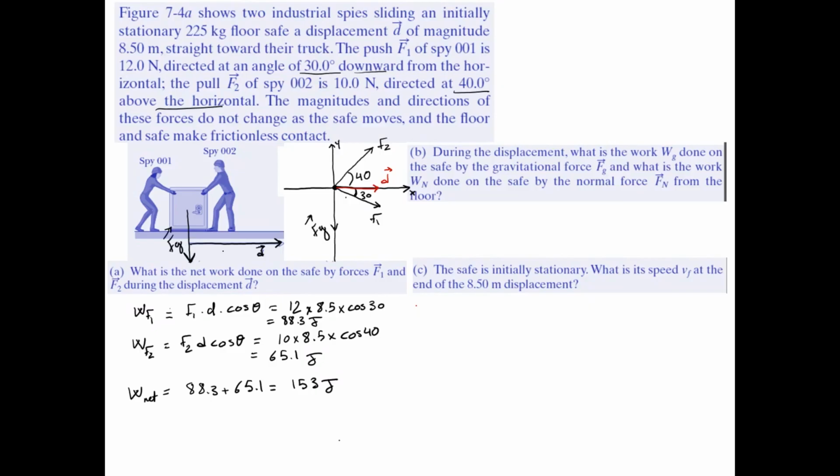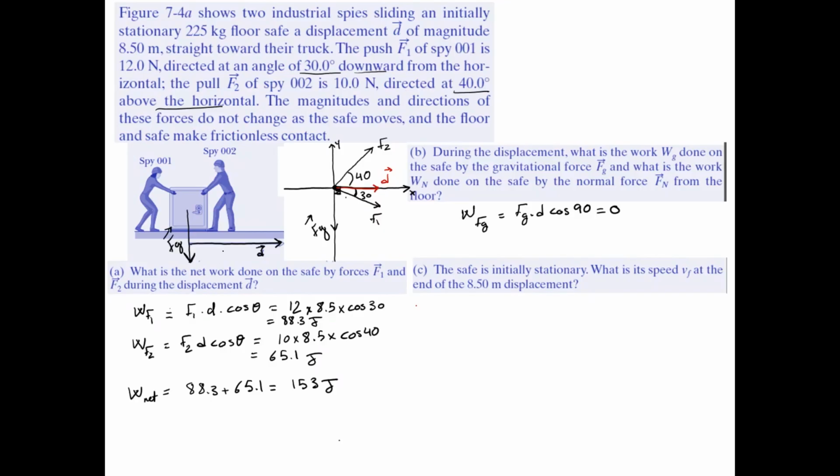Exactly. So the thing is, gravity here is perpendicular to D. So if I want to substitute the work done by gravity, this is going to be equal to the gravitational force times D times cosine 90, which is 0. You can directly write it as 0, don't have to worry about it. You don't have to show your work.